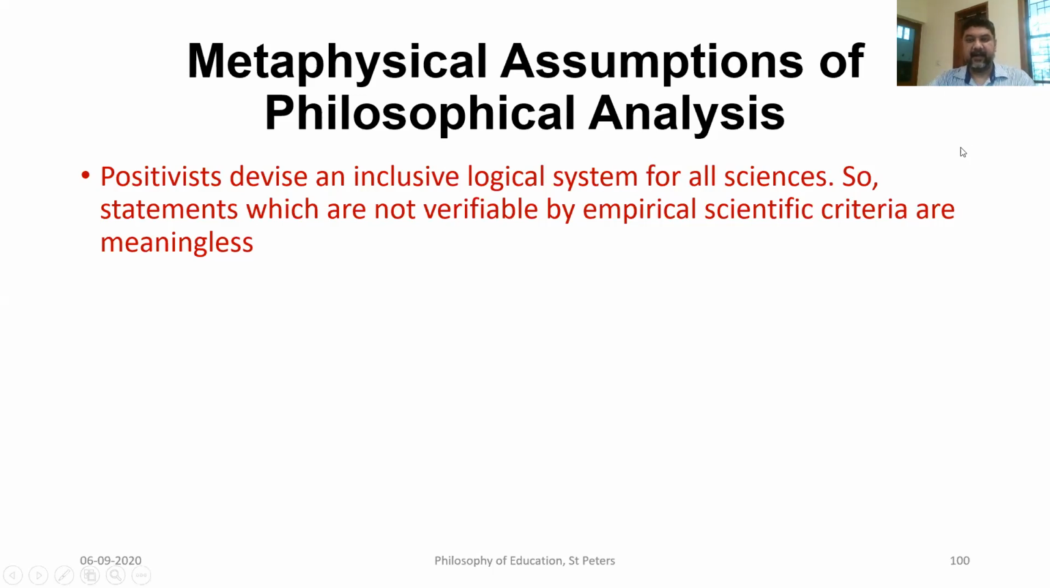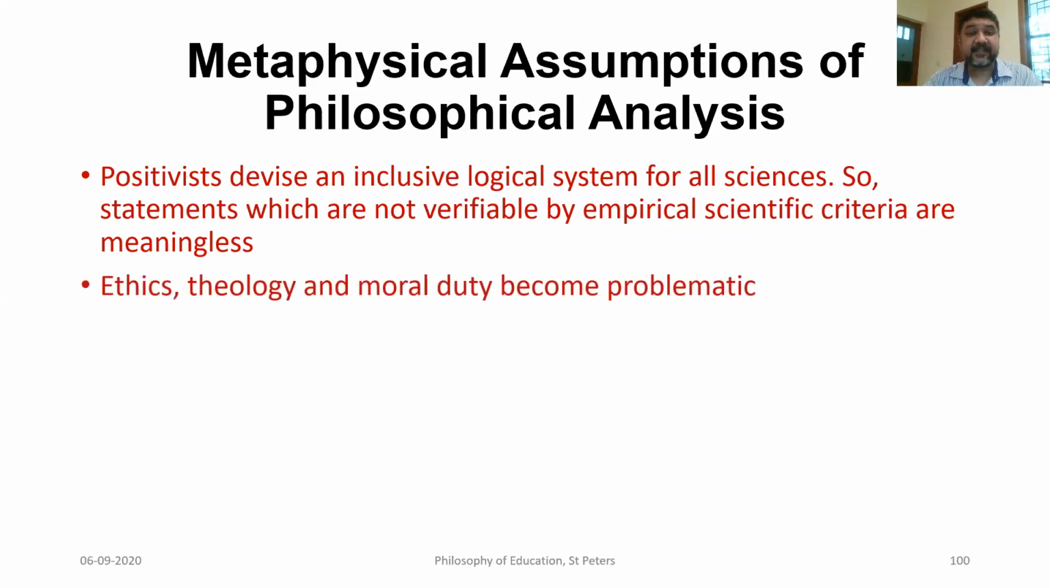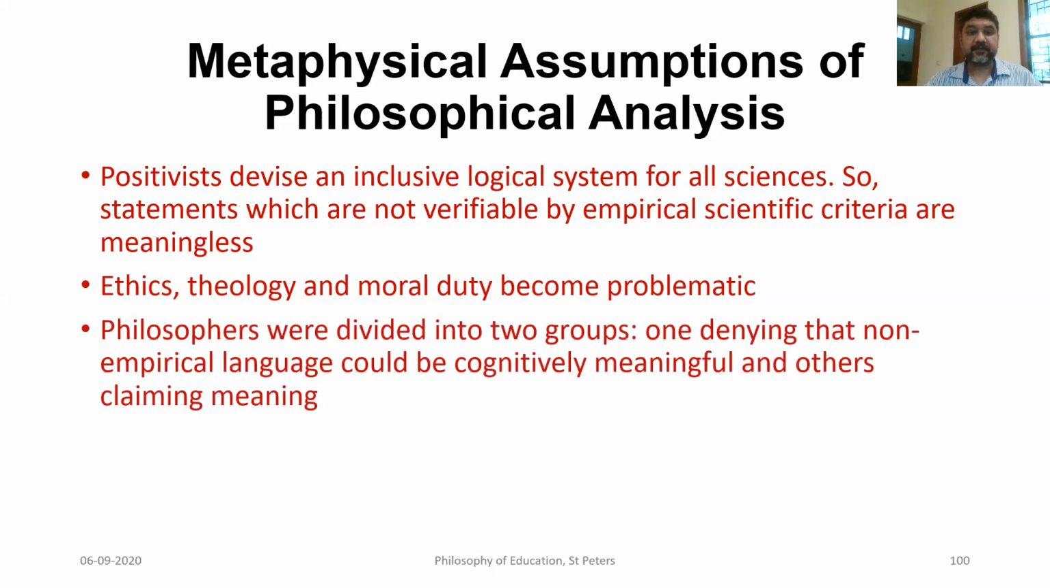So the empirical method of understanding ideas logically is what holds primacy in analysis. Empiricism is very important, just like naturalism. Ethics, theology, and moral duty become problematic. So subjects which are descriptive, which have metaphysical ideas that are not verifiable, become problematic. Philosophers were divided into two groups, one denying that non-empirical language could be cognitively meaningful, and the others claiming meaning.